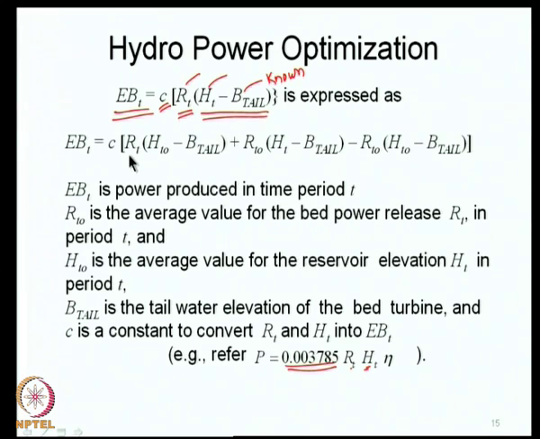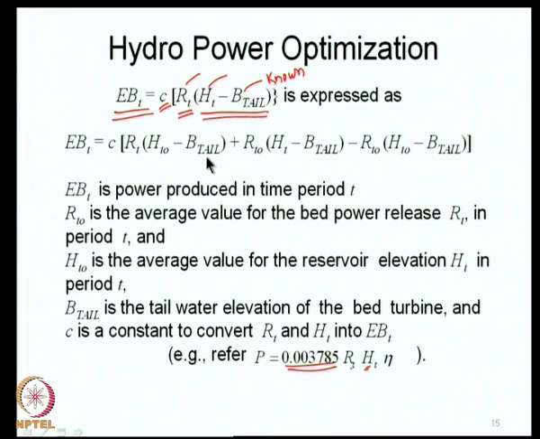I will retain only one of the decision variables in each of the terms, either RT or HT. So, for RT first, I will take the HT naught, which is a constant head or a known head, minus B tail, which is known, plus RT naught into HT minus B tail. In this you will have only one decision variable, HT, as RT naught is given. In the first term you have only one decision variable RT, as HT naught is given. And the last term here is simply Qt naught into HT naught, which is RT naught into this term here.